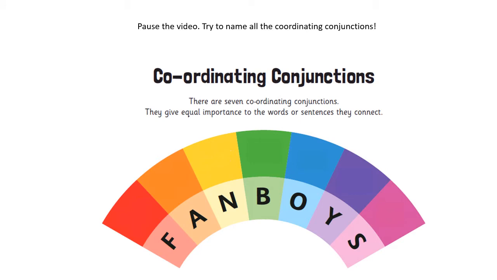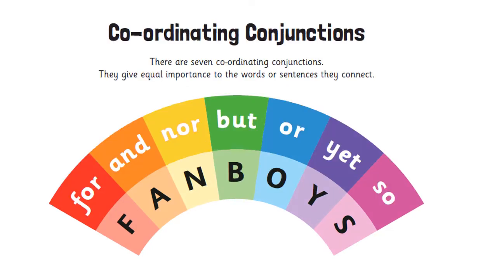So we've got FANBOYS. So if you pause the video now and try to name them all, that'd be great. Hopefully you got most of them. They are for, and, nor, but, or, yet, and so. And what we're going to do is look through some different examples and some different usage of those.